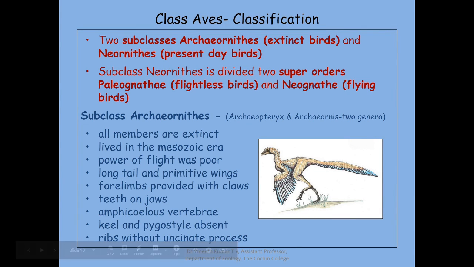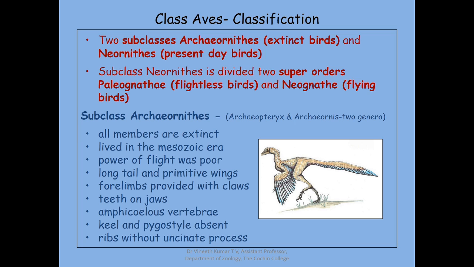In the last session we discussed the salient features of class Aves, and today we are going to see the classification of this particular class. Class Aves is subdivided into two subclasses, Archaeornitis, which consists of the extinct birds, and Neornitis, which consists of the present day birds. So the two subclasses are namely Archaeornitis and Neornitis.